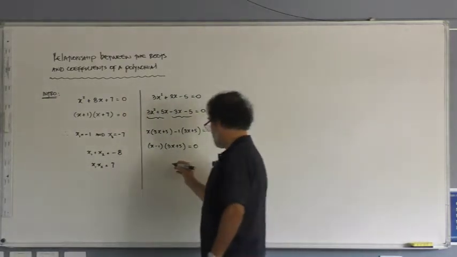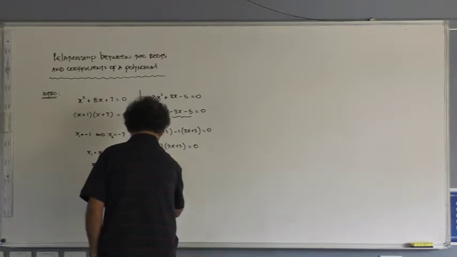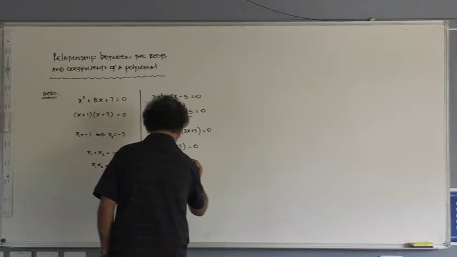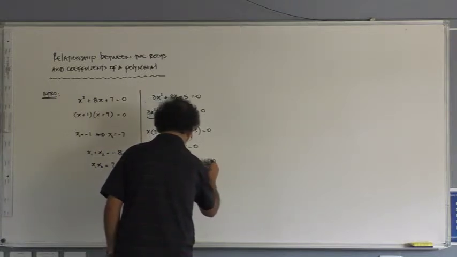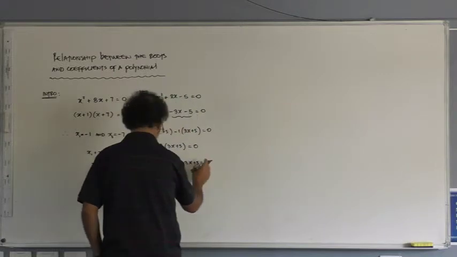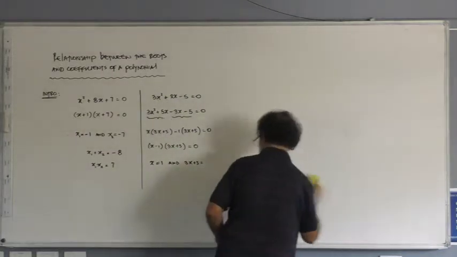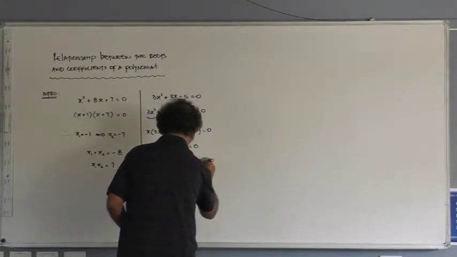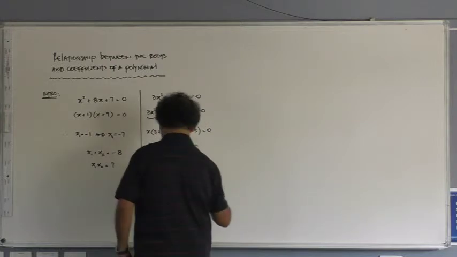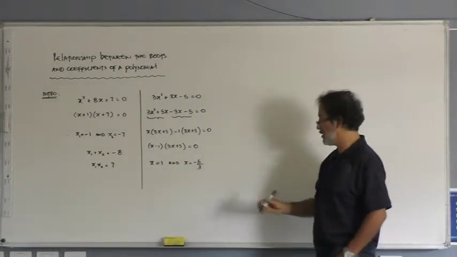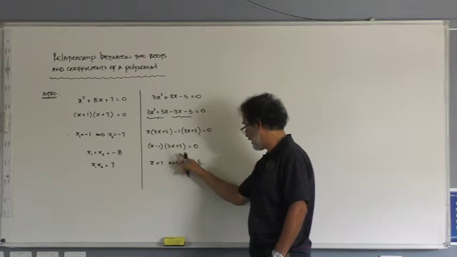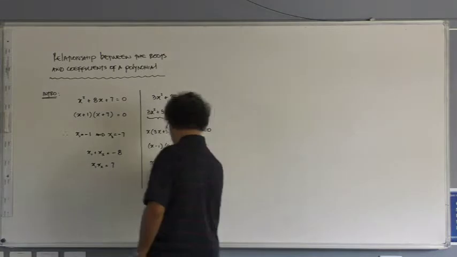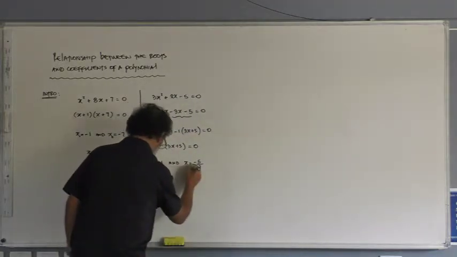And therefore from here we have that x is equal to positive 1, and 3x plus 5 is equal to 0. So I'm going to just write the answer: the other answer is x equal to negative 5 over 3. So from here we have x equal 1, and from here we have x equal to negative 5 over 3. And again, I'm going to call the first solution x1 and the other one x2.